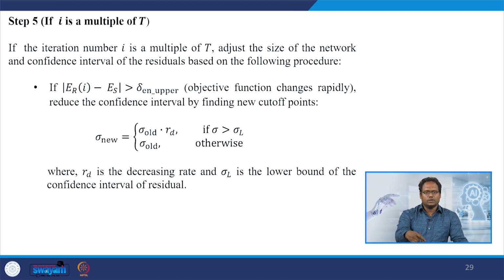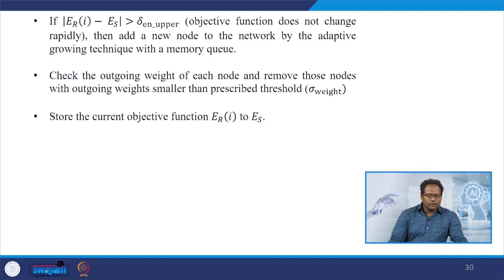If the norm of the discrepancy between ER of I and ES is not greater than the threshold, the objective function does not change rapidly, then add a new node to the network by the adaptive growing technique with a memory cube. Then check the outgoing weight of each node and remove the nodes with outgoing weights smaller than the prescribed threshold, because they do not have any significance in the performance of the training of the network. Then store the current objective function ER of I to ES.